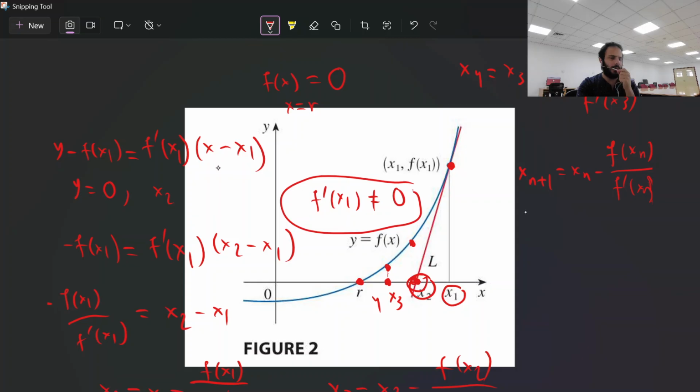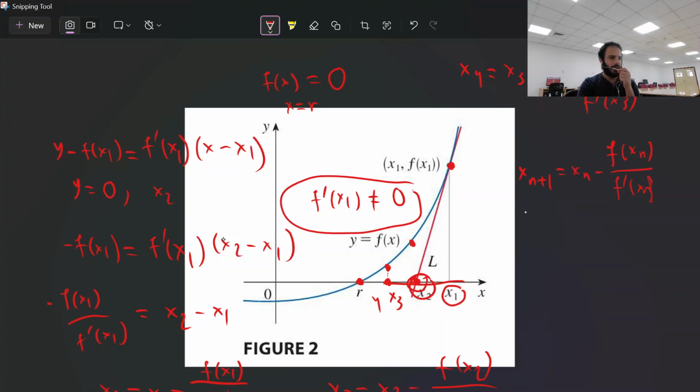Now, how can you find the x-intercept, x2? I want the value x2. How to find it? You substitute y equals 0 in the equation of the tangent line, and you substitute x2. How did we know that it's 0? Because it lies on the x-axis. So you get 0 minus f(x1) equals f prime of x1 times (x2 minus x1).